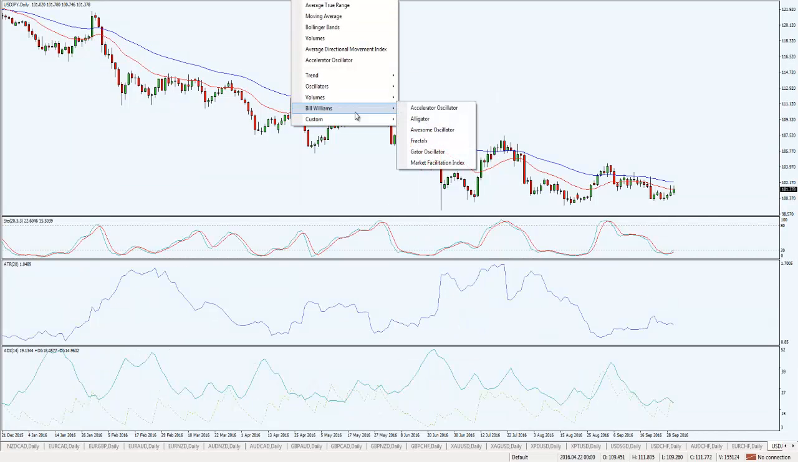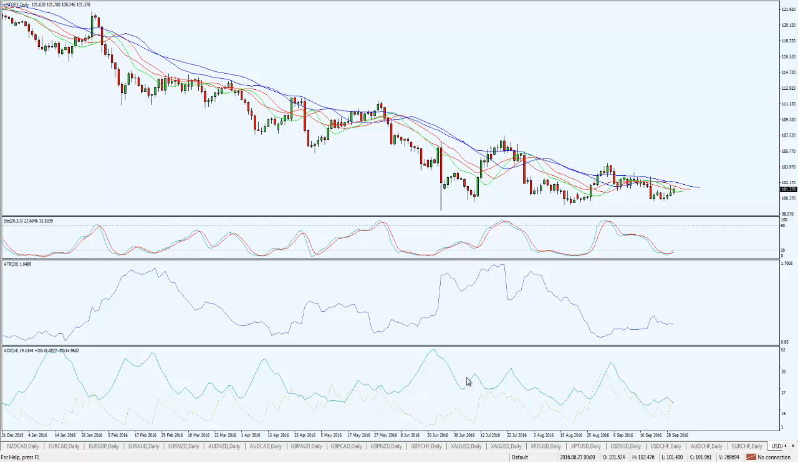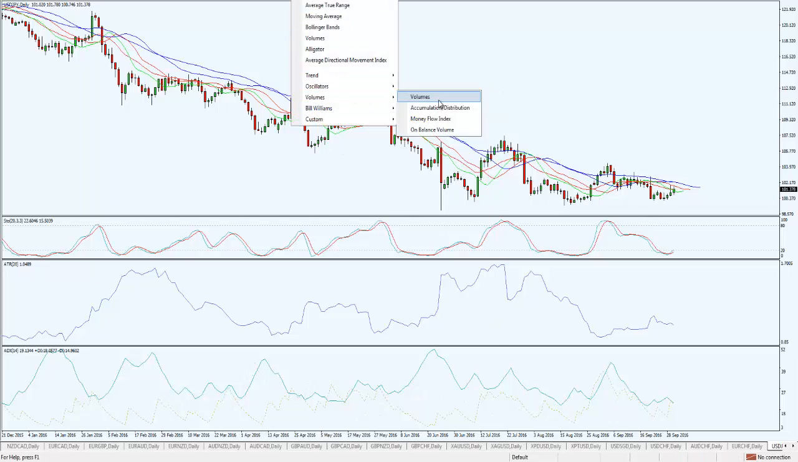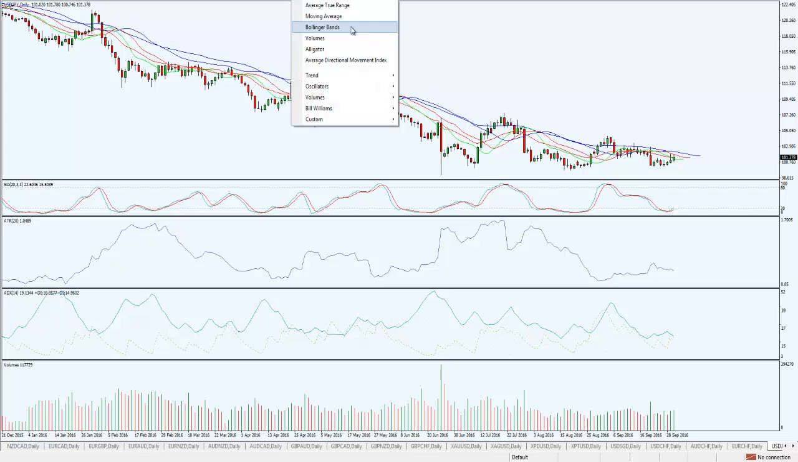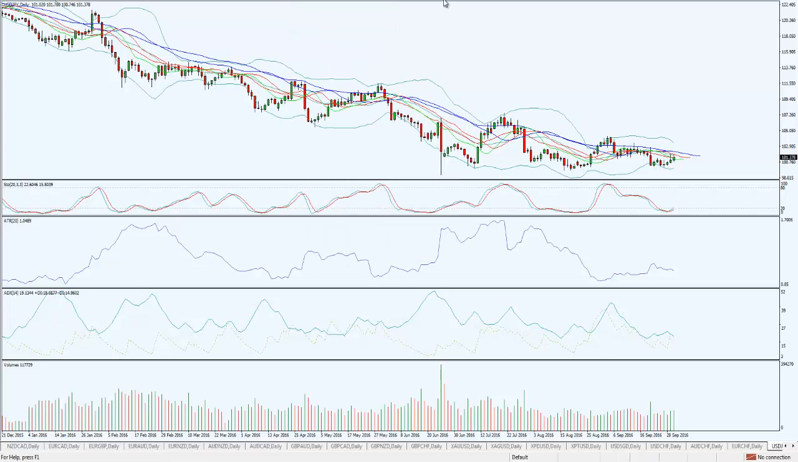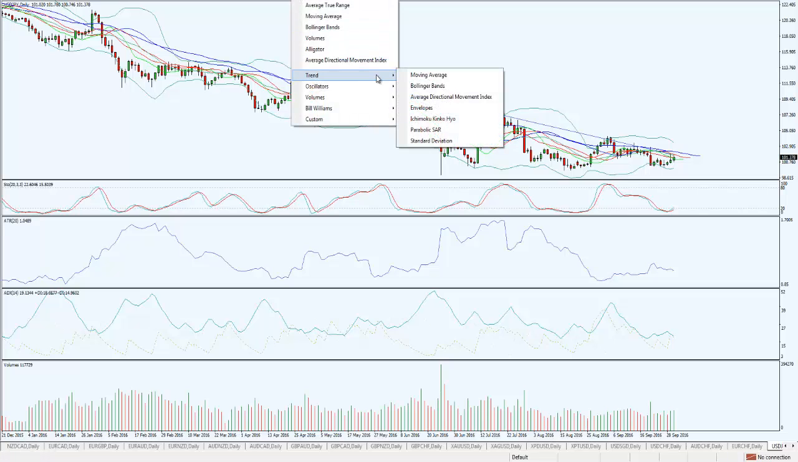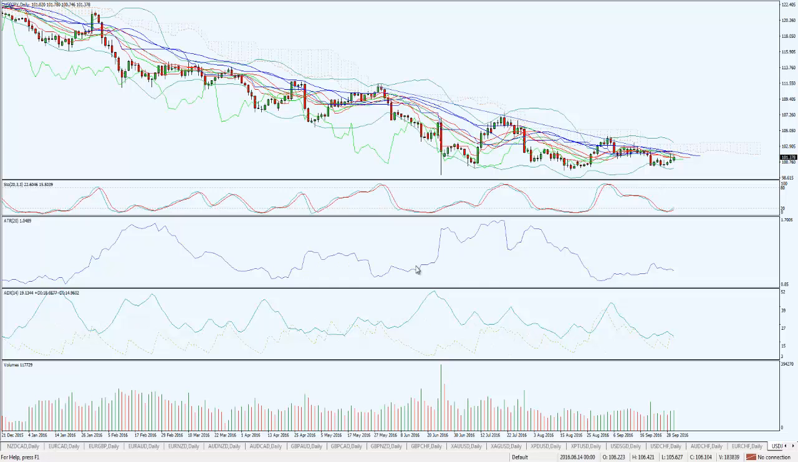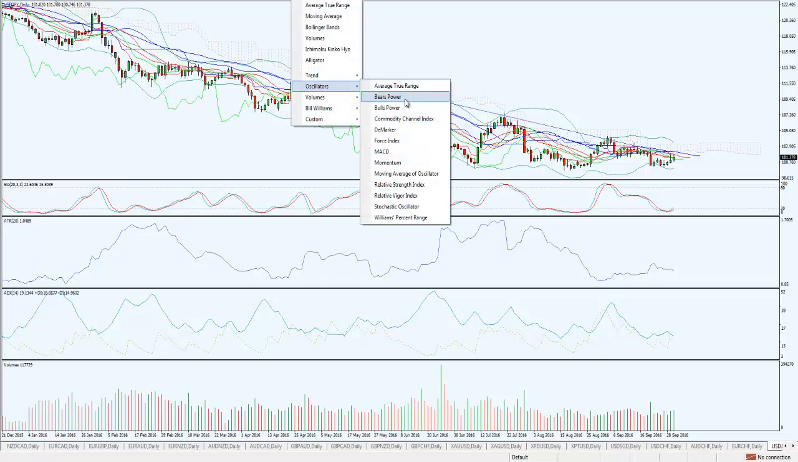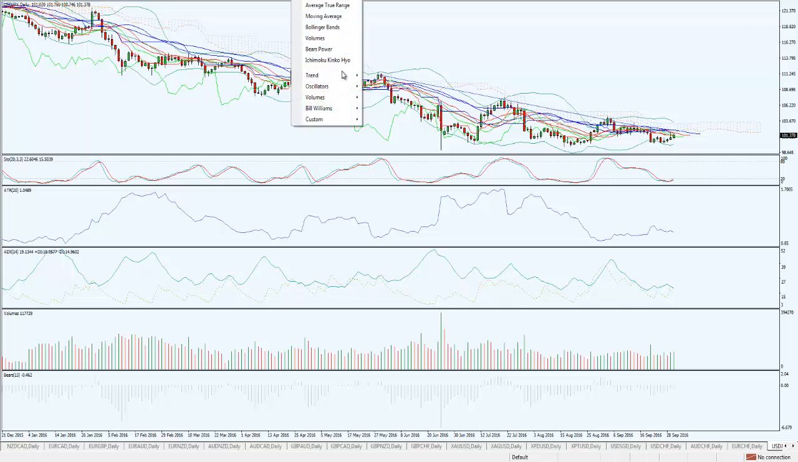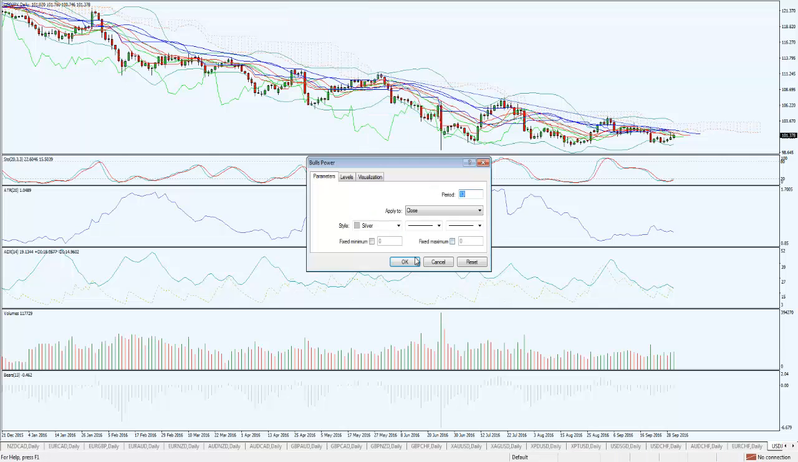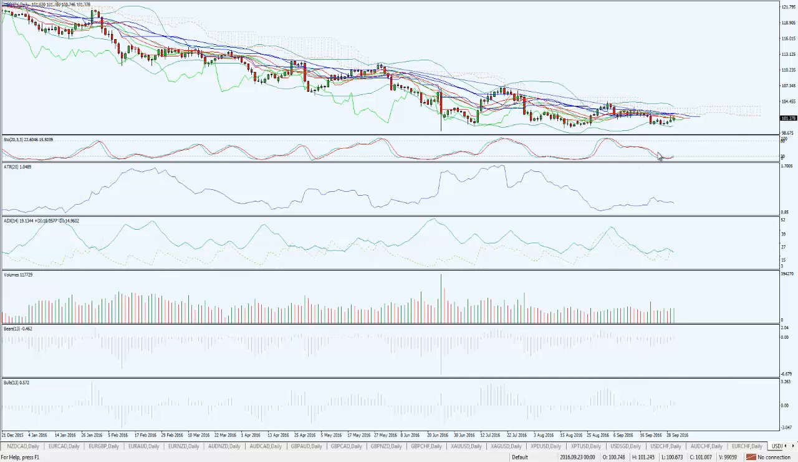You have Bill Williams' Alligator. What is this? Is there a shark? Volume. There's no volume in FX, but maybe this is just from the broker. Bollinger Bands, and maybe some trend lines. And how are you going to trade with this? I mean, just look at this. How about Ichimoku, Bear Power, Bull Power. Whew, just look at this. How are you going to trade with so many indicators? I don't even know what to make of it.